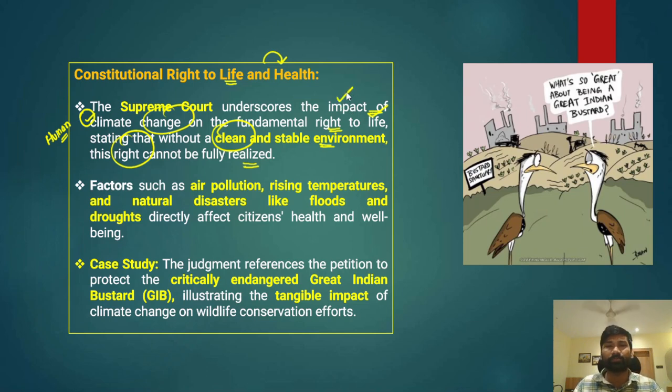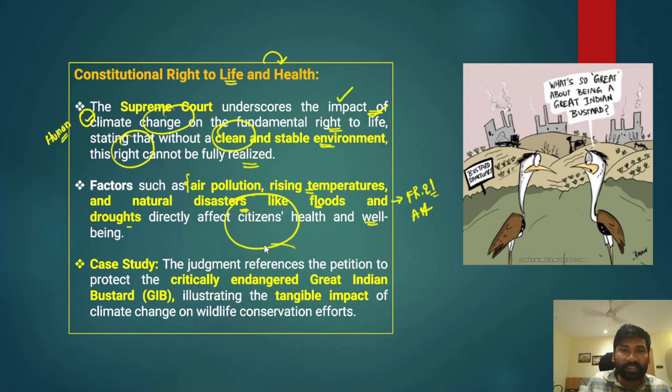In fact, factors like air pollution, which we regularly see in major cities, and rising global temperatures, heat waves, and natural disasters like forest fires, floods and droughts directly affect the citizens' health and well-being, and that amounts to the violation of the fundamental rights under Article 14 and Article 21 of the Indian Constitution.